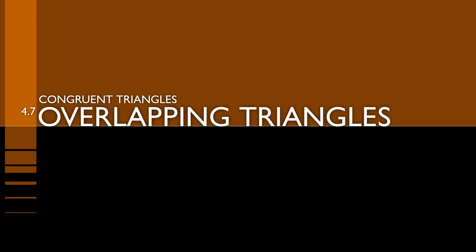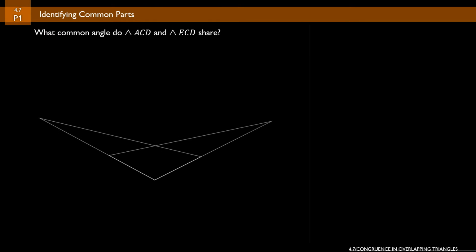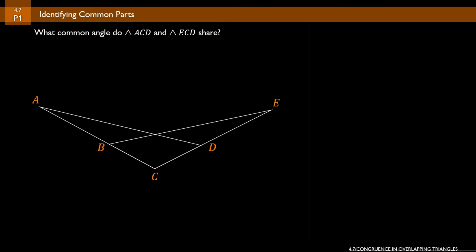In chapter 4.7, we're going to look at overlapping triangles. One of the rules that you definitely want to know is that anytime you have overlapping figures in geometry, a lot of times it's going to help to take those overlapping figures and separate them out into separate drawings. So let's take a look at problem number 1, which is identifying common parts.